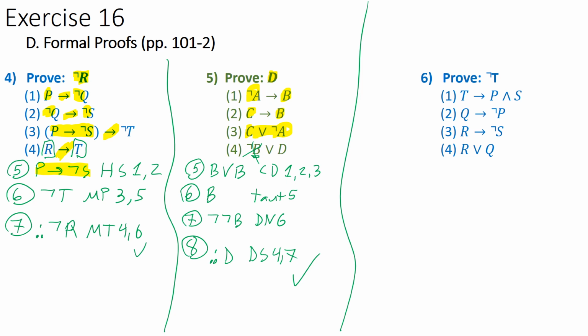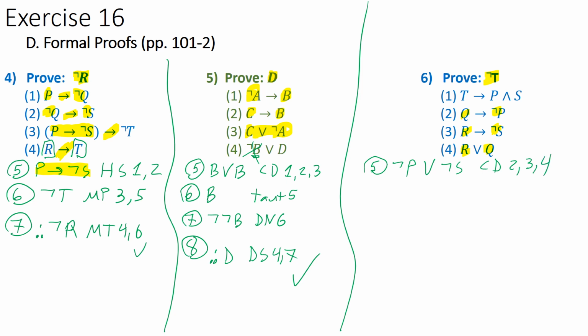For number 6, we want to prove not T. We have 4 premises once again. Let's see. Well, we do have a constructive dilemma, it looks like, because we have this disjunction, R or Q, but if R, then not S, if Q, then not P. And so for line 5, we can get not P or not S, constructive dilemma, lines 2, 3, 4.